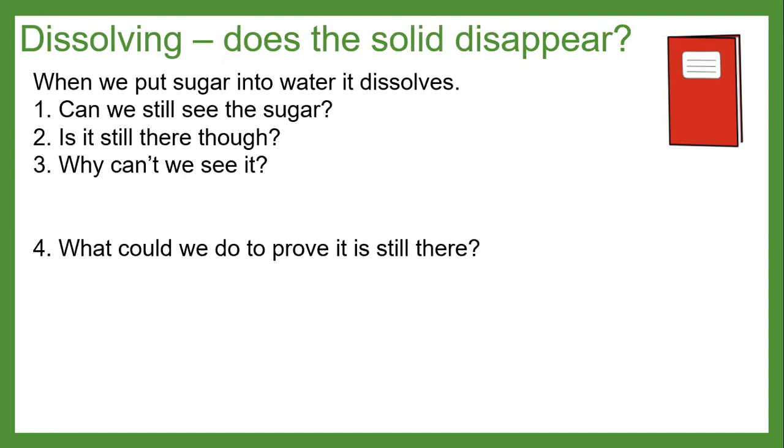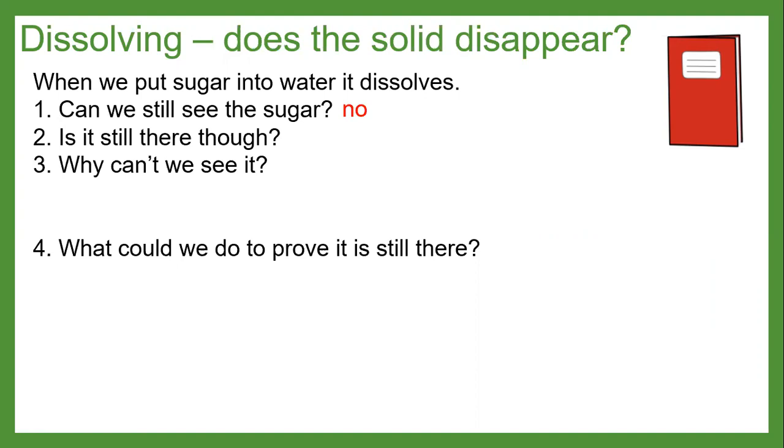So in dissolving, does the solid disappear? When we put sugar into water, it dissolves. Can we still see the sugar? Is it still there though? Why can't we see it? What could we do to prove it is still there?